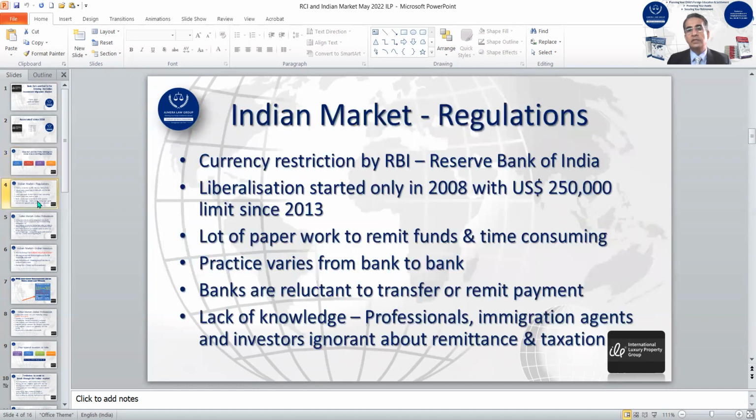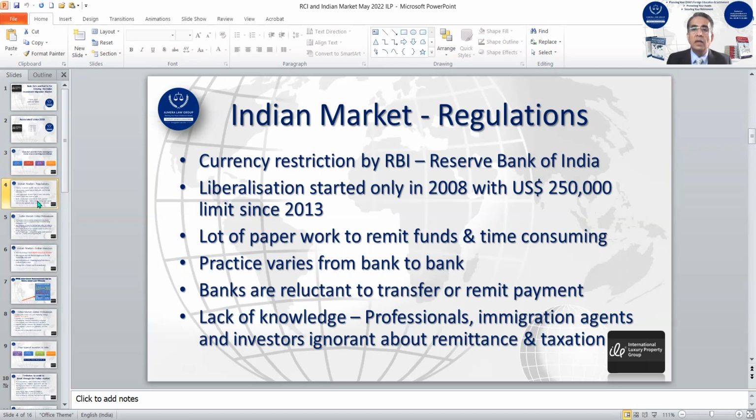So, Indian regulators, number 1. Why? Because India is one of the countries where we have heavy currency restrictions by our central bank, the RBI, also known as the Reserve Bank of India. Liberalization started in India only in 2008. That means Indian citizens were officially allowed to take money out of India only from 2008, with a small amount of $25,000 US. Now the limit is $250,000 US per person per year, since 2013.